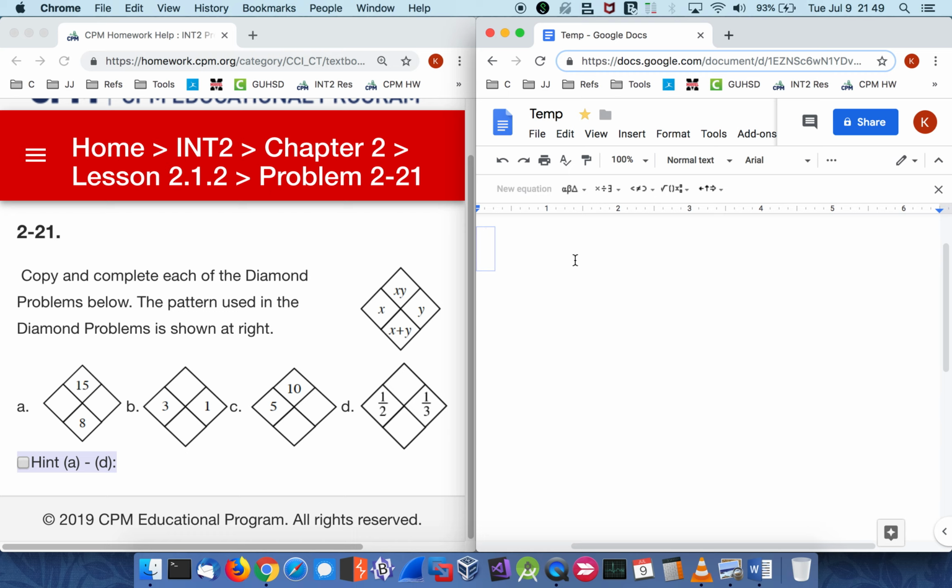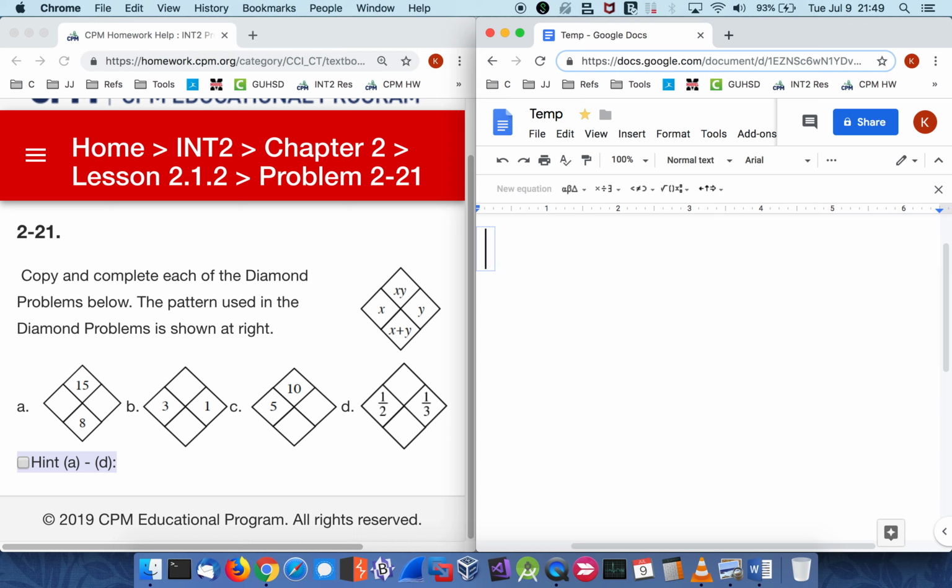Well, what are the factors of 15? So the factors are 1, 3, 5, and 15, right? At least those are the whole number factors. So which ones of those can potentially be combined to be 8? Not that one. Not that one. Aha. Okay, so we know we're going to probably use 3 and 5.